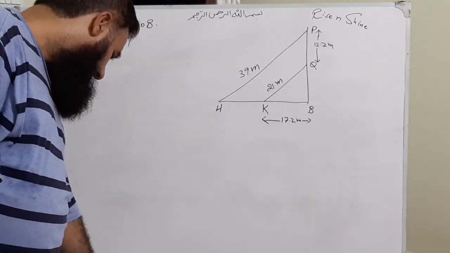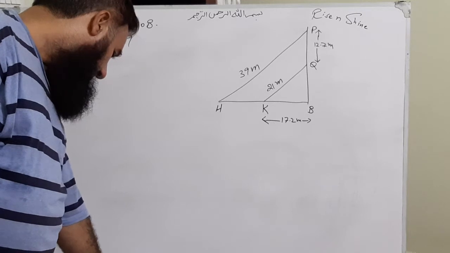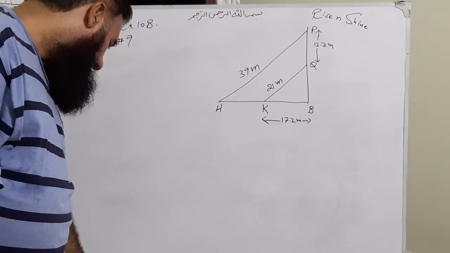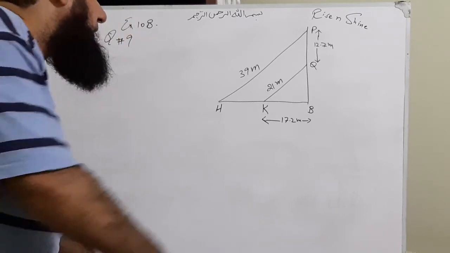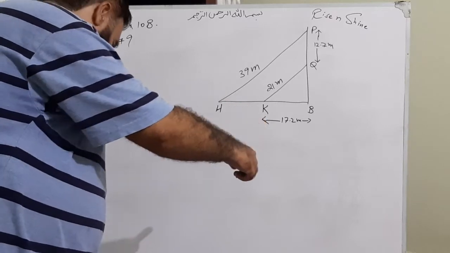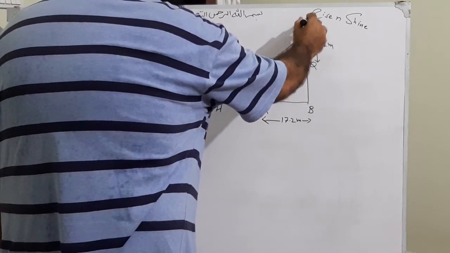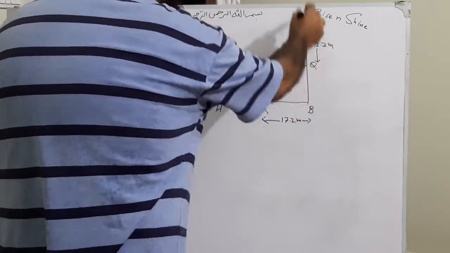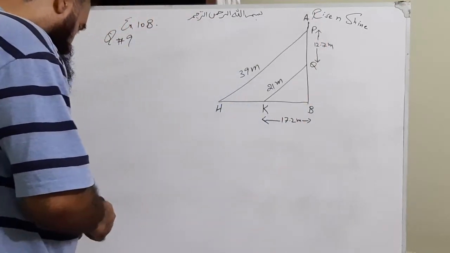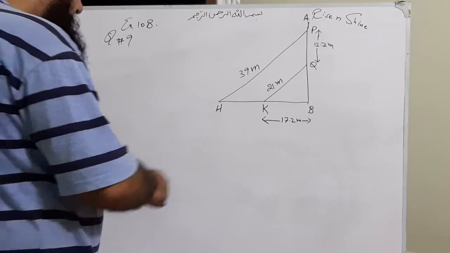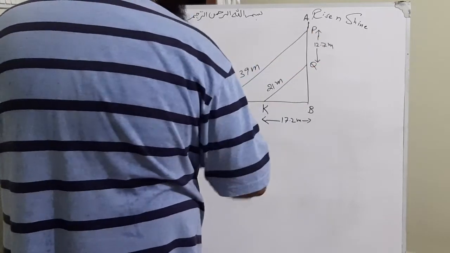Two spotlights P and Q are mounted on a vertical pole AB. This is a vertical pole AB. So on the pole, two spotlights are mounted, P and Q. These are the lights.